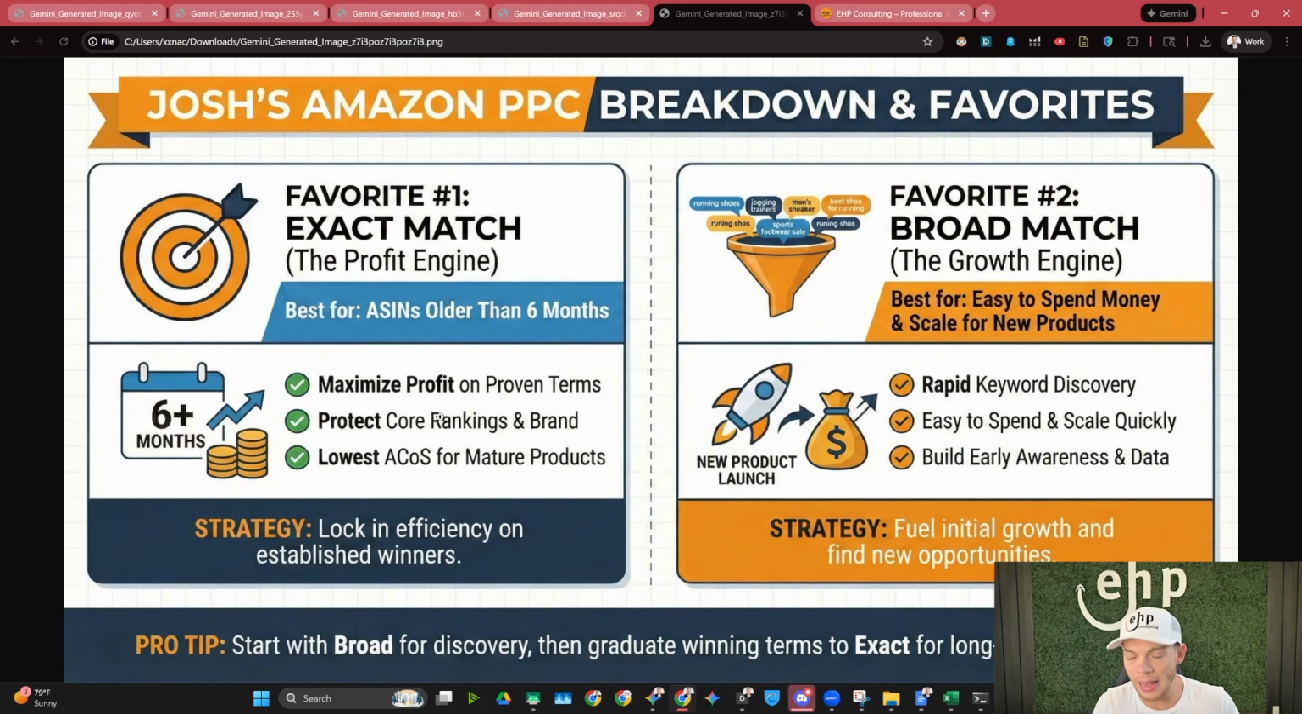It's best for ASINs over 6 months. If you've been running ads for 6 months, you should have enough data to run a really good exact match campaign, and it's going to help you maximize profit and protect your listing. I wouldn't do exact match right in the beginning, because you're going to start with a very low cost per click, and it's probably not going to spend as much.